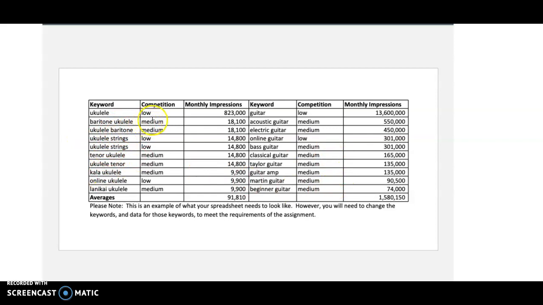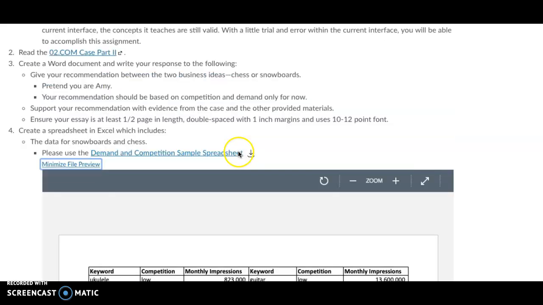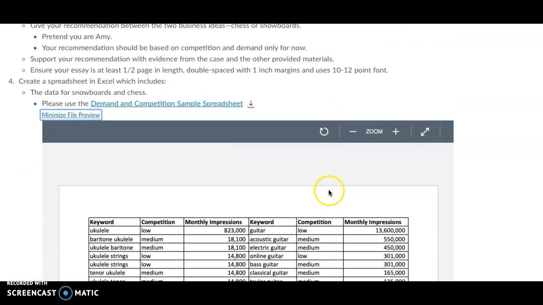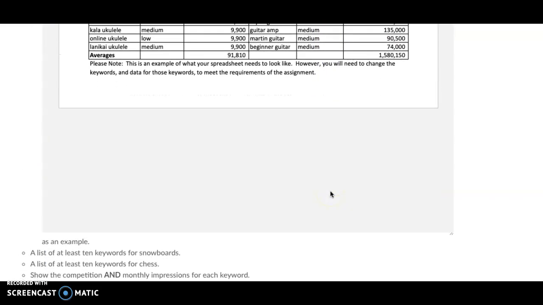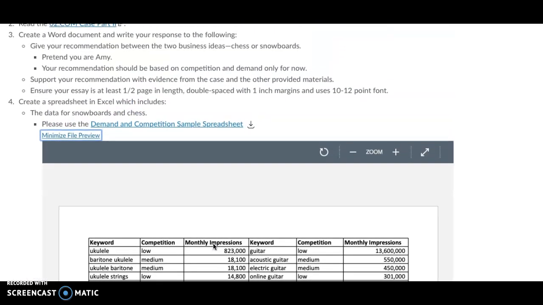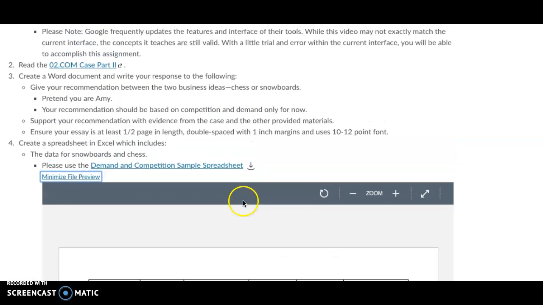Just use your own keywords and then your research on level of competition and monthly impressions. I'll say it just one more time to be clear. This data comes from Keyword Tool Planner, which is what those videos up there are about, to teach you how to get into that Keyword Tool Planner. So list at least 10 keywords for snowboard, 10 keywords for chess, and show the competition and monthly impressions for each word. So you're going to have a data component to this and an essay component.